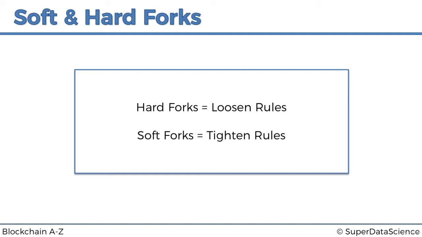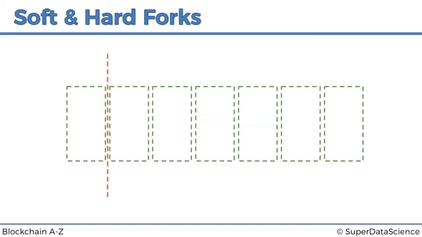All right, so now let's look at an example. We've got some placeholders where our blockchain will be demonstrated, and it's coming from the left, and then at some point this red line illustrates where the fork actually happened.